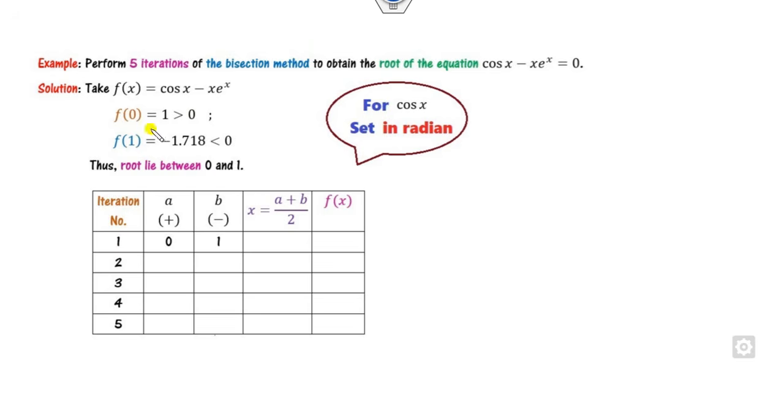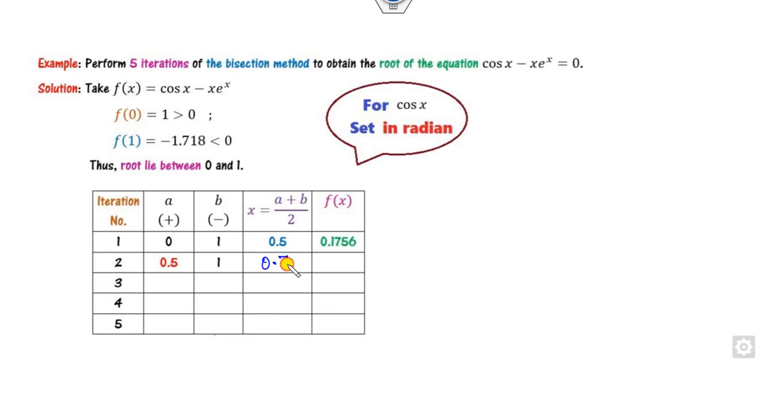So now we need only 5 iterations. We can set here 0 as a positive number. We mark 0 as positive and 1 as negative here. What is the midpoint? 0.5. You can find the value of f at 0.5. There is no need to find the error because we perform only 5 iterations. Now this f(x) is positive. So I can replace this number with the positive value here. The negative number stays as such.